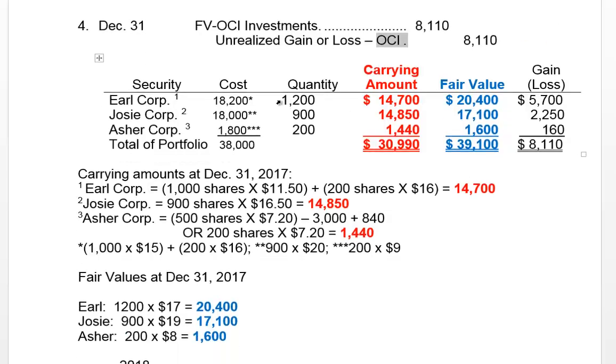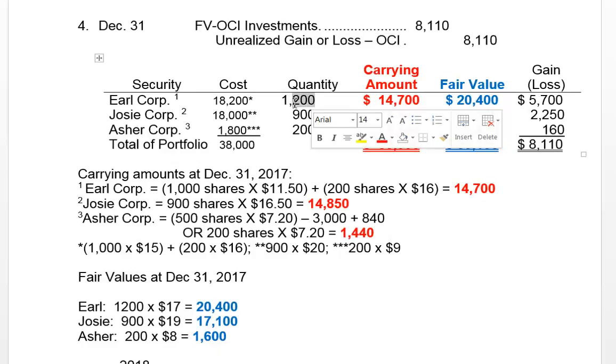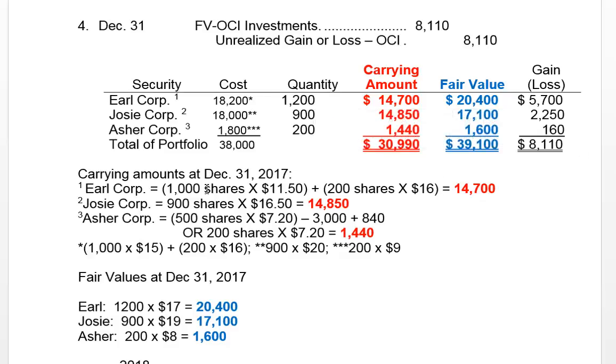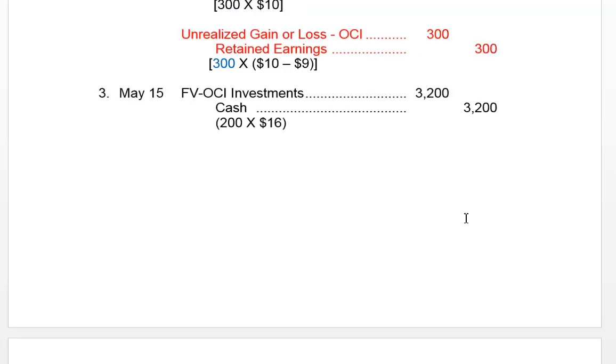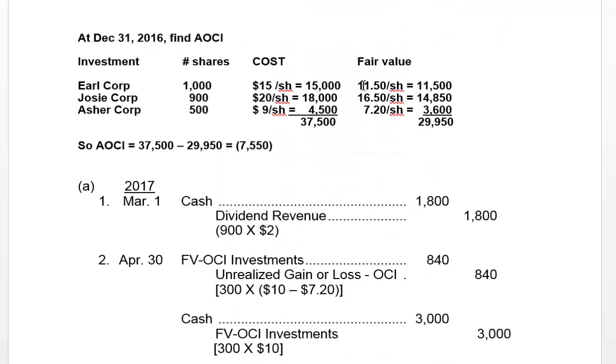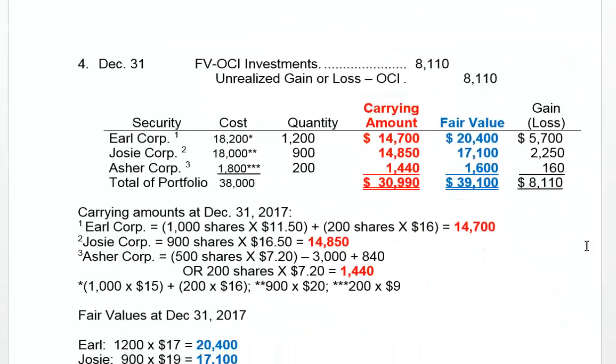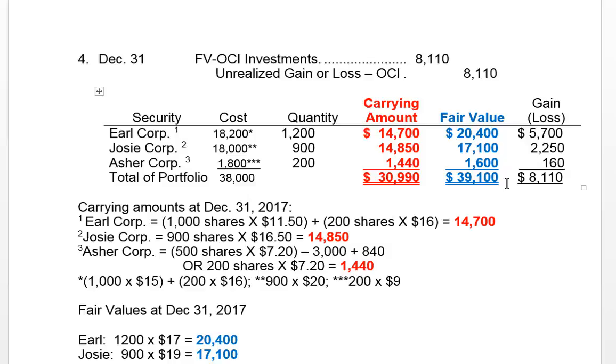Well, don't forget, I just bought 200 of these 1,200 Earl shares this year. And I bought them at a different price, at $16. But I was already carrying 1,000 of them at $11.50. Where's the $11.50 from? Don't forget, it's the fair value that I adjusted it to at the end of the previous year, 2016. Right? So I've got 1,000 shares sitting in my fair value through OCI investment account before the fair value adjustment. I've got 1,000 sitting at $11.50.